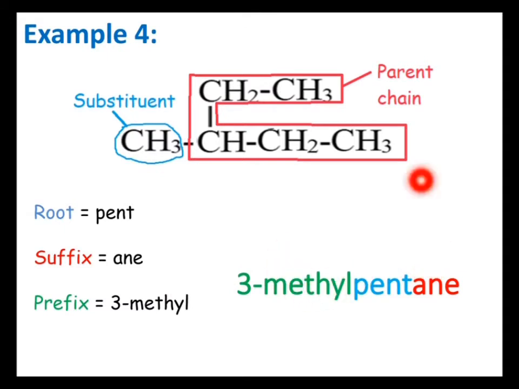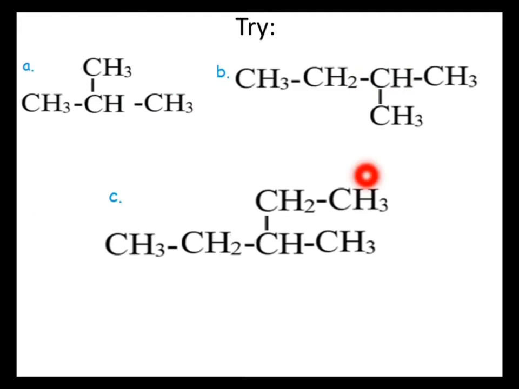Here are 4 examples we've done for branching alkanes. I hope you can try these structures on your own. With regards to naming them, try to name these ones on your own and let me have your answers. You can take a screenshot and then try to do them by yourself.